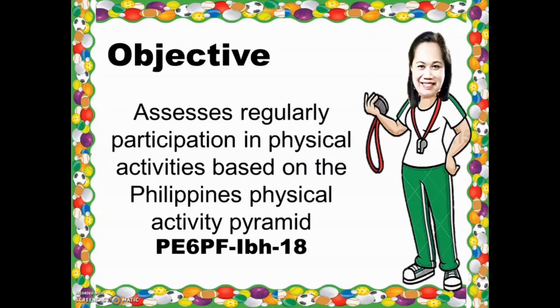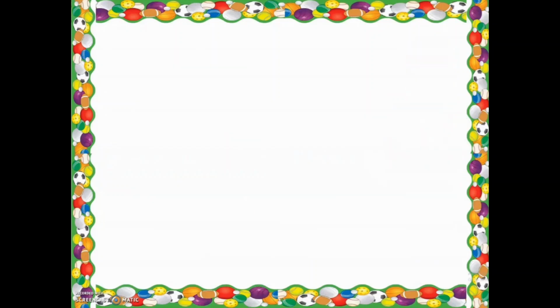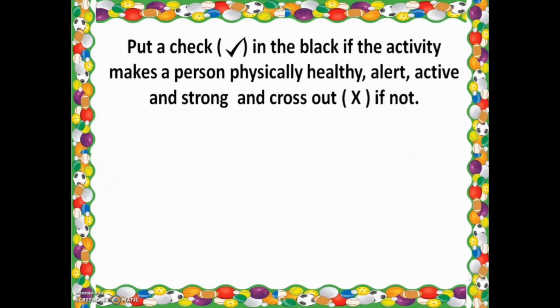Before we start, get one whole sheet of paper or quiz notebook and answer this pre-test. The direction: put a check in the blank if the activity makes a person physically healthy, alert, active, and strong, and cross out if not. Are you ready?